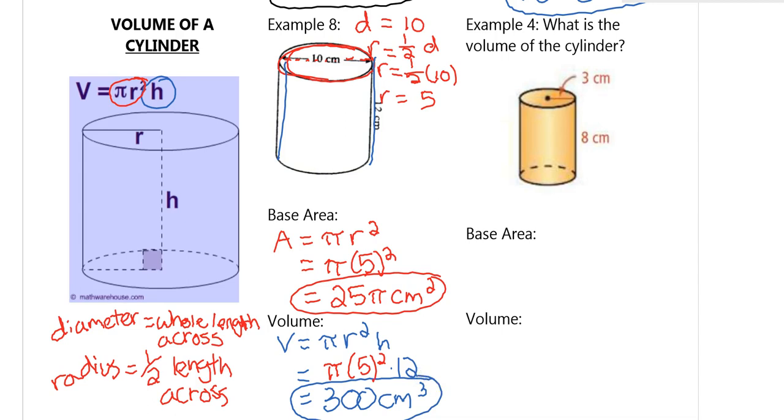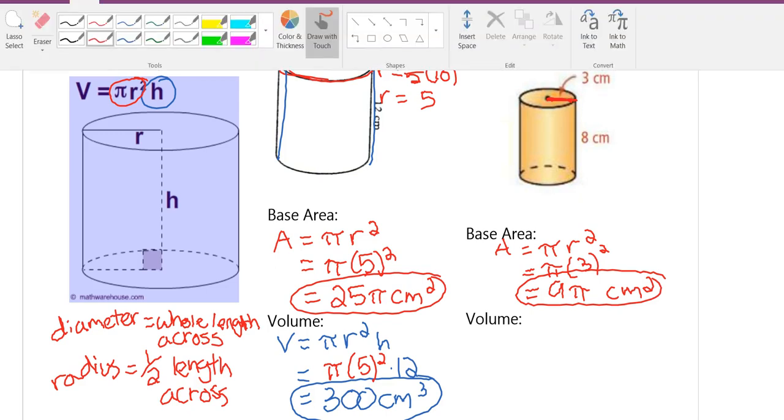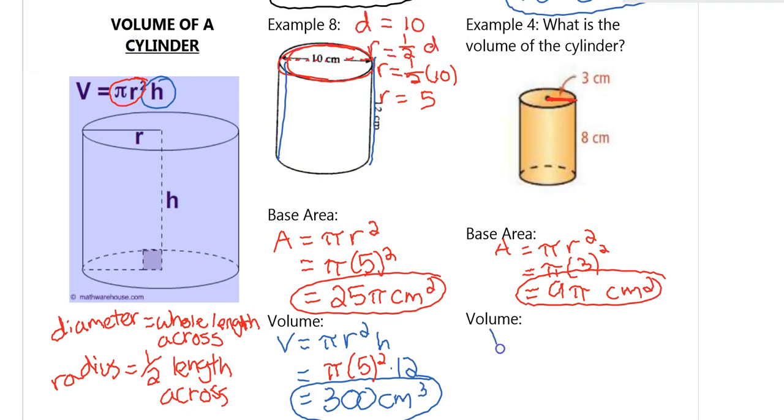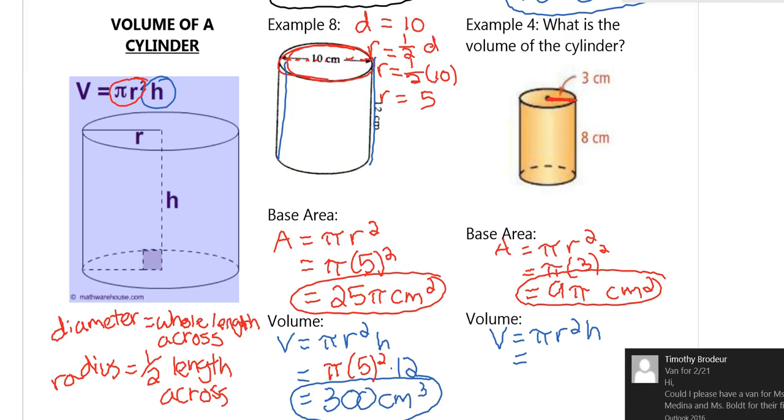Last problem. Starting with my area. Area equals pi r squared. Well, this one gives you just this half length across, so I don't have to find my radius. It is just 3 squared. 3 squared is 9, so 9 pi centimeters squared. Great. Then, volume equals pi r squared times the height.